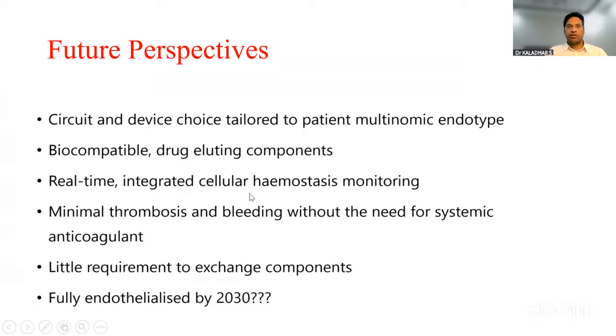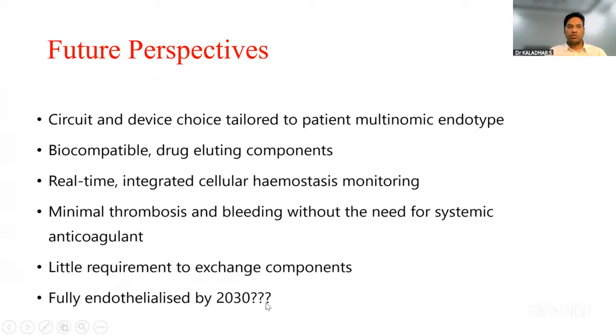Real-time integrated cellular hemostasis monitoring. So continuous monitoring, something like TEG and so on, which is point of care, but you take a sample and do it. But real-time continuous monitoring of this bleeding and thrombotic potential is also being looked at. Minimal thrombosis and bleeding without the need for systemic anticoagulation because of those circuits, and little requirement to exchange components.